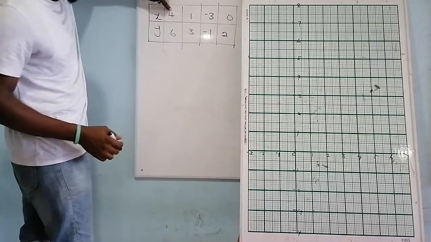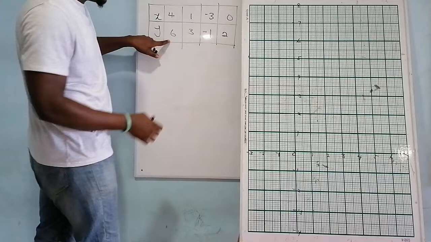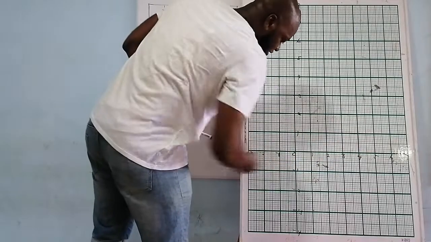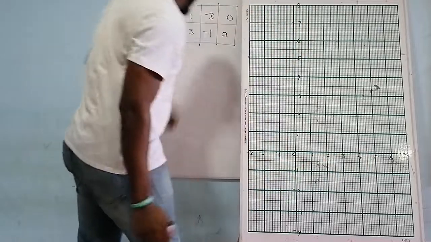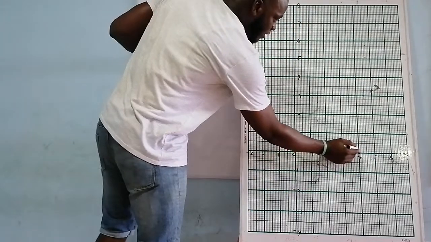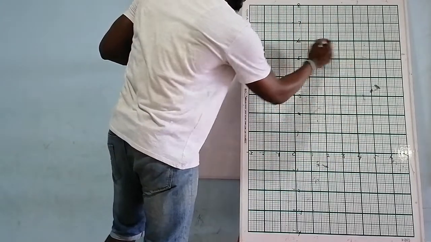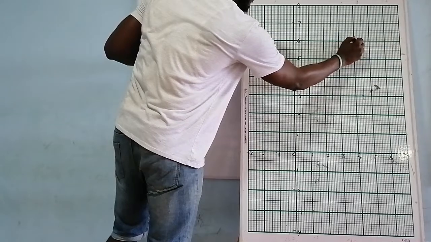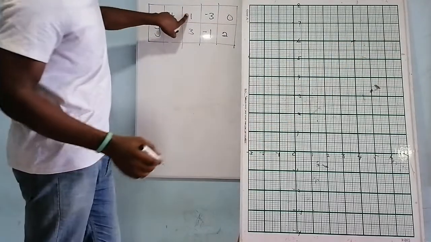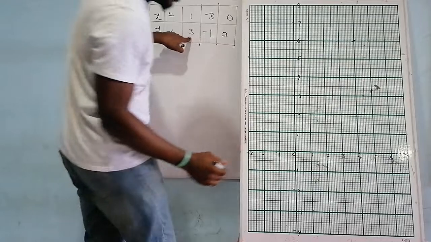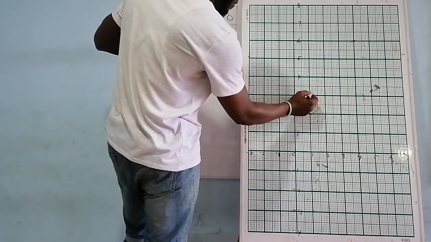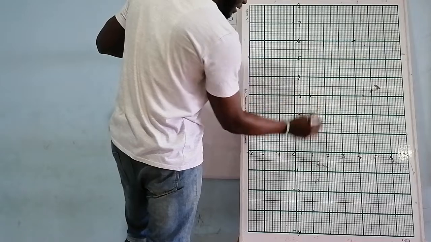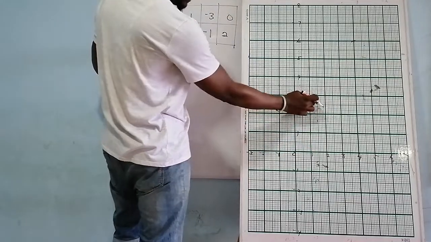So when x is 4, y is 6. So this is my x-axis. I come here, I locate my 4, and then the corresponding y value is 6. So I trace it up till I make my 6 here, and then I make a mark here. The next one is 1 and 3. So 1 and then 3 will be here. Mark it here.